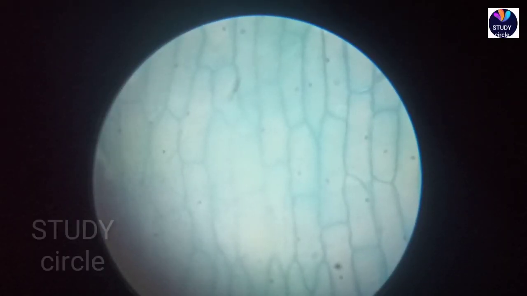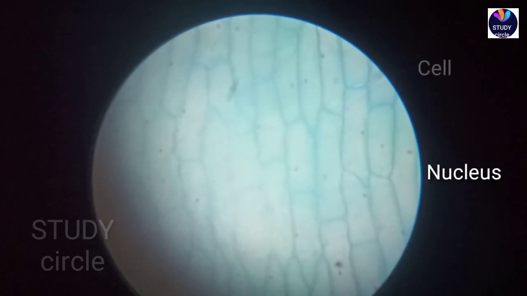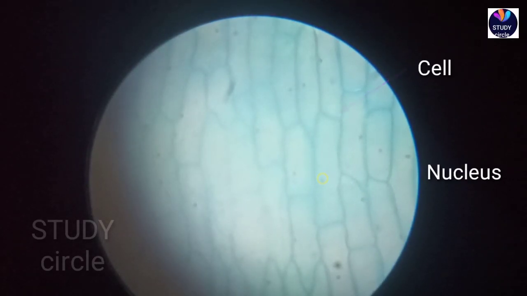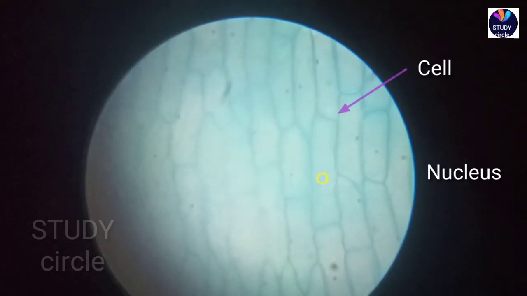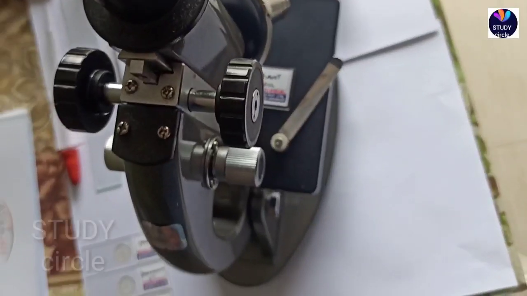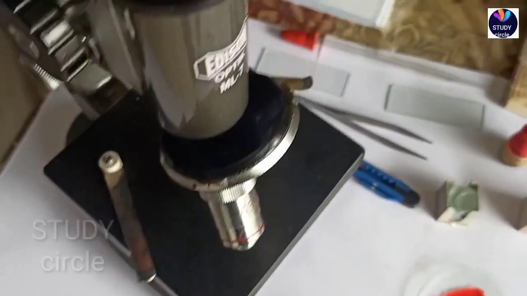So you can see the figure, children. It is similar to the figure given in your textbook. You can see a cell, as well as the nucleus in the cell. The dark spots which you are seeing, that is the nucleus. Okay, so this was about the plant cell.